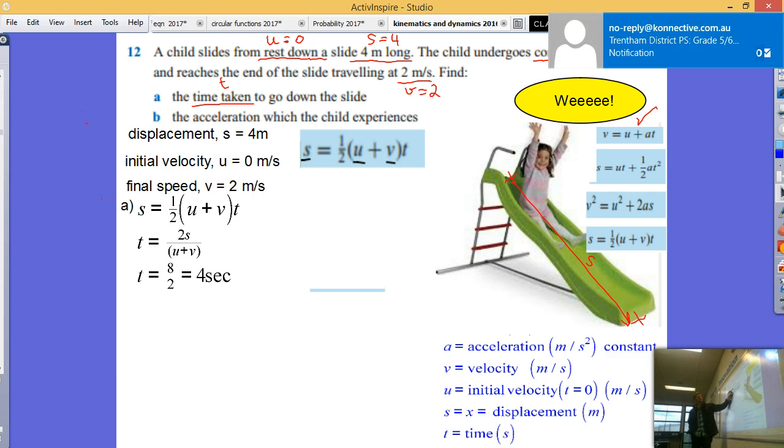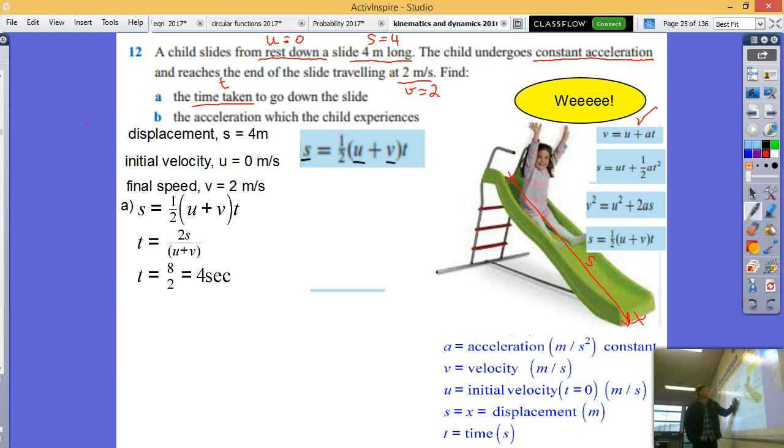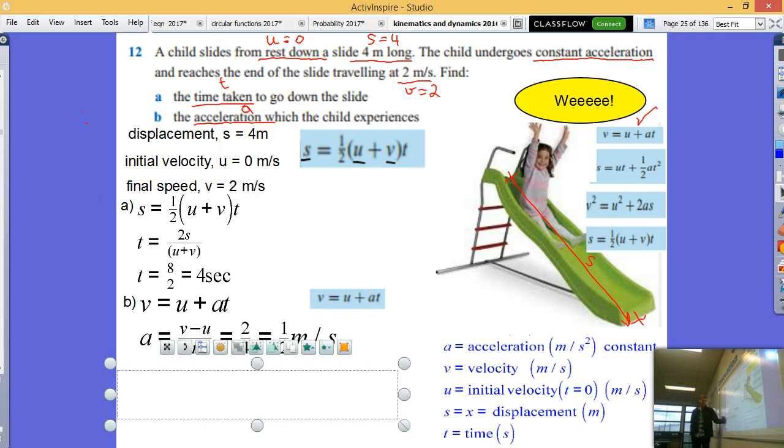The acceleration which the child experiences. Sorry, I've got to read English. So now we know time, we know final and initial velocity, we have to work out acceleration. First one. v equals u plus at. Alright? And we have to transpose the rule for the variable we're after, a, sub in our values, and you get your quantity.